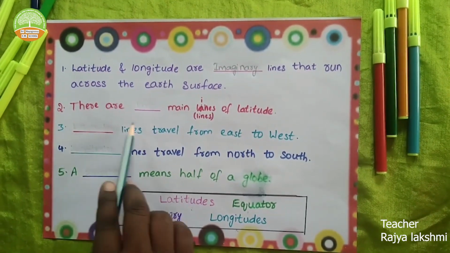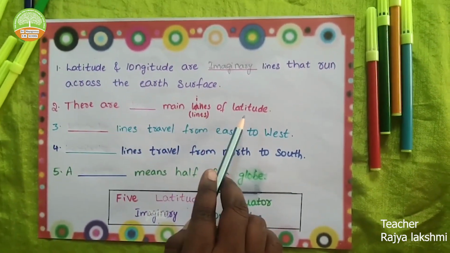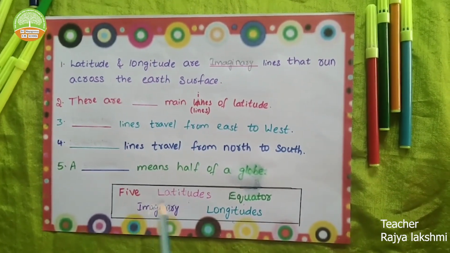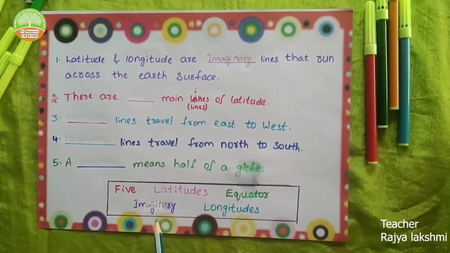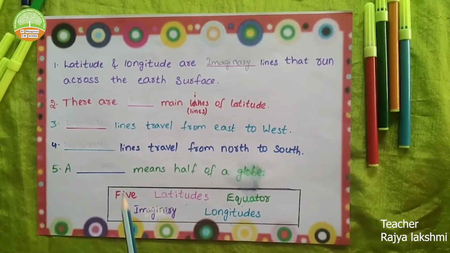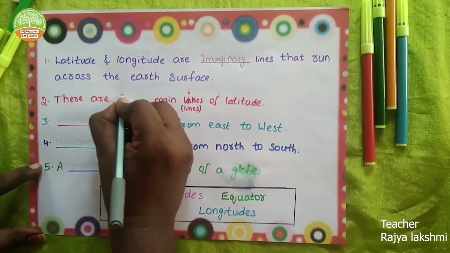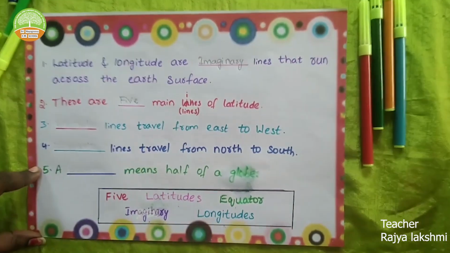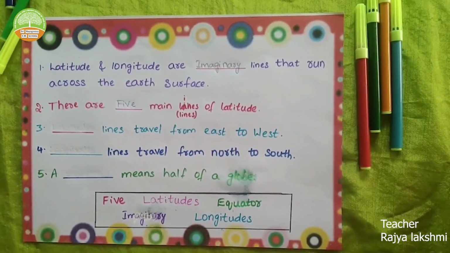Second one, there are dash main lines of latitude. The options are 5, latitudes, equator, imaginary, longitudes. The answer is 5. There are 5 main lines of latitude.